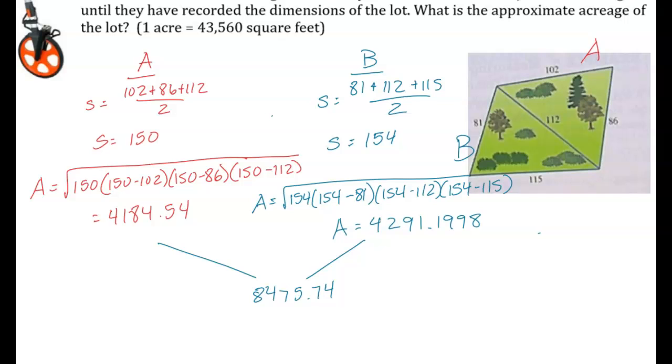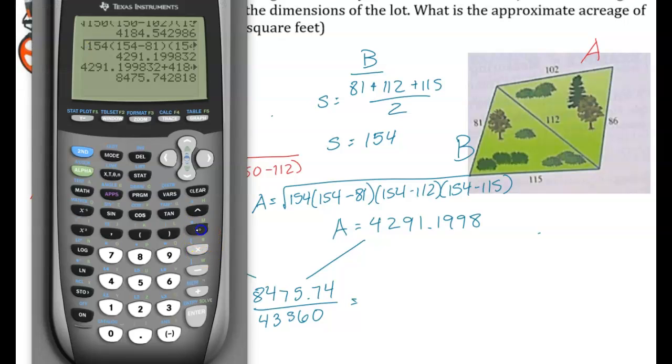Now, though, we have to make sure that we're reading this problem correctly. It's asking for the approximate acreage of the lot. So we need to take what we just found, which was feet, and turn it into an acre. So we do exactly that. 1 acre is worth 43,560. So you just divide to see how many acres fit into that many feet. Divide by, what was it? 43560.